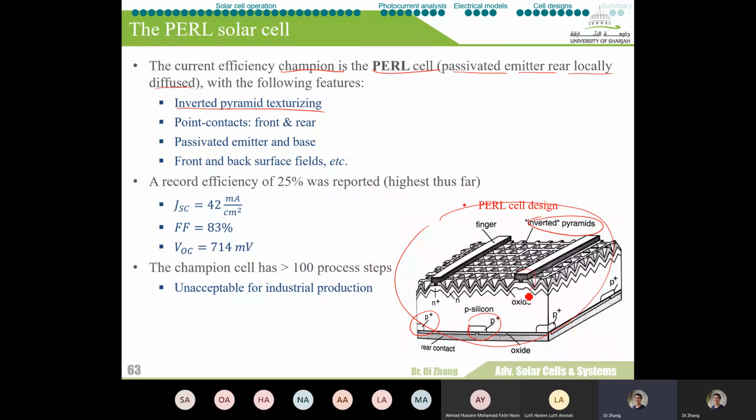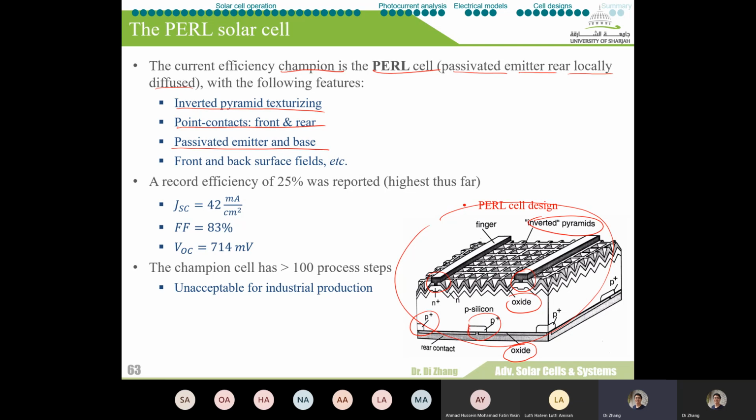And then on the front side also the contacts are in points. Remember these are basically used to reduce the surface recombination as much as possible. And then with the point contacts, we also have the passivated surface, right? We have the passivated front emitter and passivated backside base layer, because you can notice that there are oxide layers in the front side and in the back side.